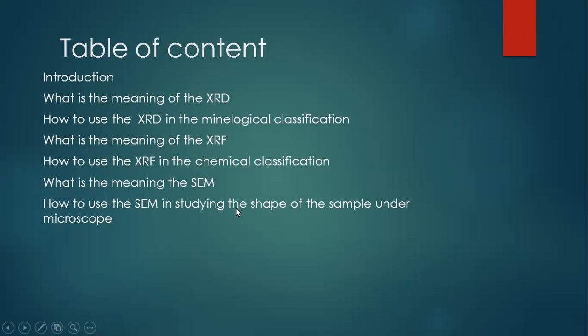We will talk about the introduction, what is the meaning of the XRD, how to use the XRD in the mineralogical classification, how the XRD works, and what is the application of the XRD. Then what is the meaning of the XRF, how to use the XRF in the chemical classification, what is the application of the XRF, and how the XRF works. Then the meaning of the scanning electron microscope, how to use it in studying the shape of the sample under microscope, how the scanning electron microscope works, and finally, what is the application of the scanning electron microscope.